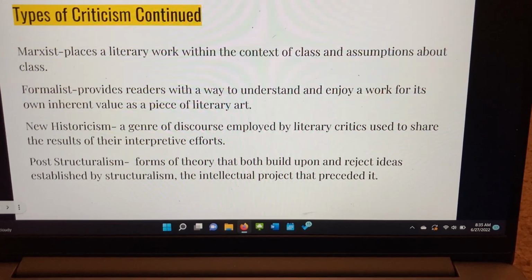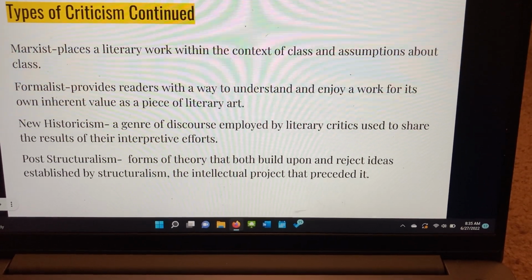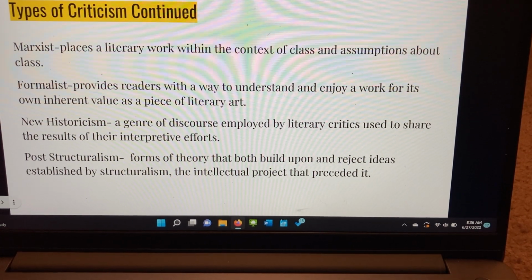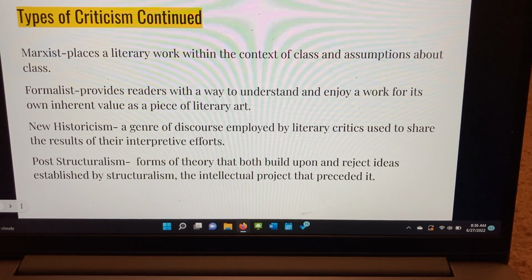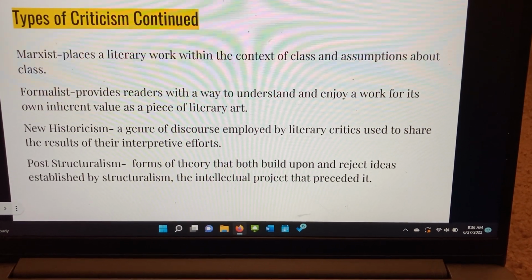New historicism is a genre of discourse employed by literary critics used to share the results of their interpretive efforts. So that one's a newer one that critics use, where they take their interpretations of a text and state them based on historical elements, and they bounce them off of misconceptions and creating new ideas and stuff like that.